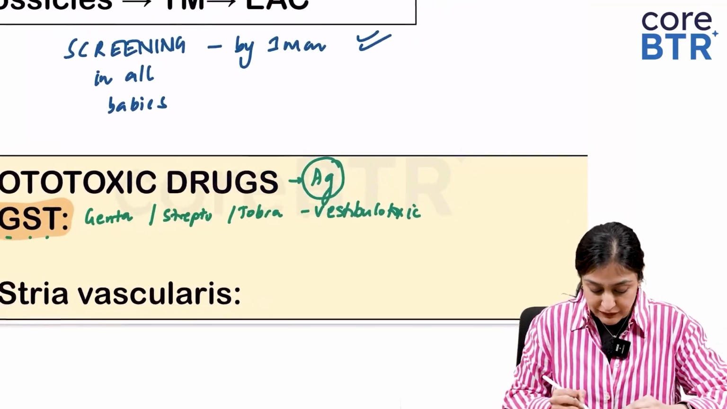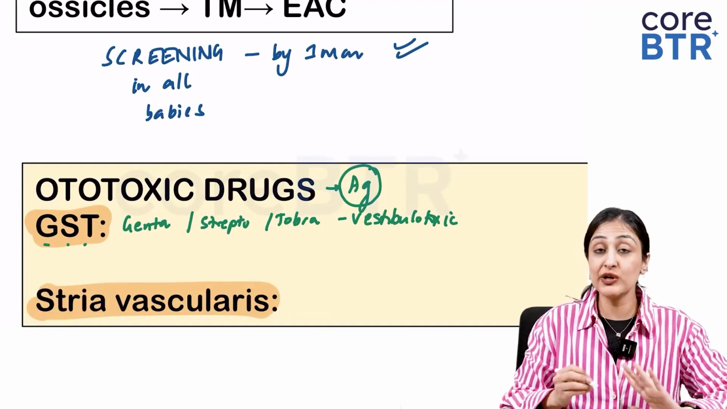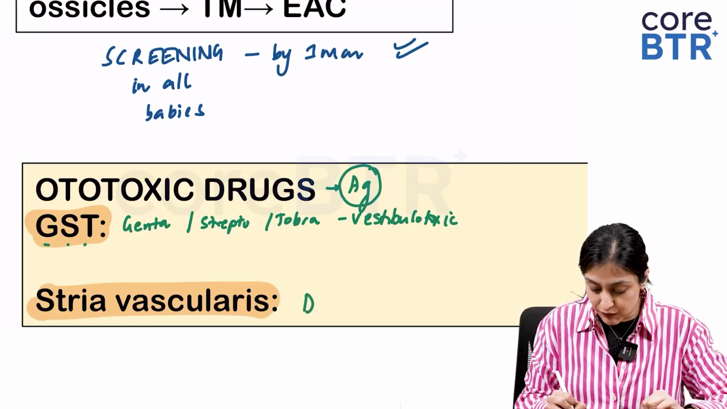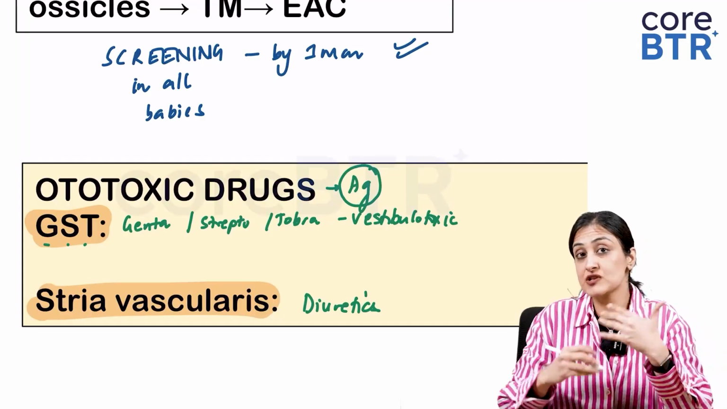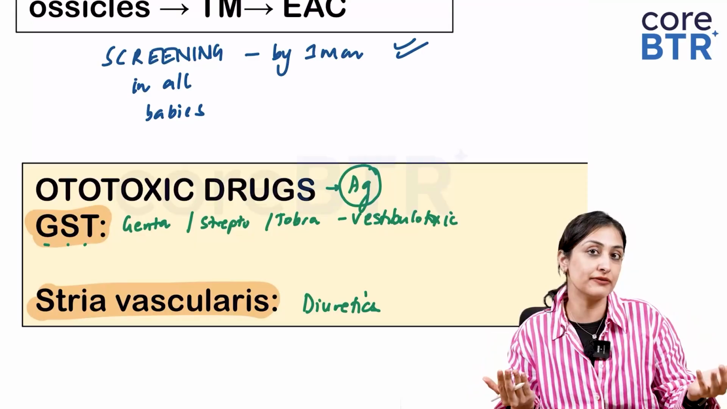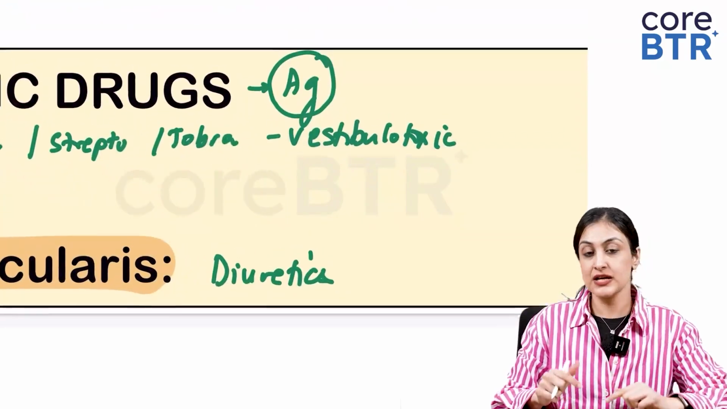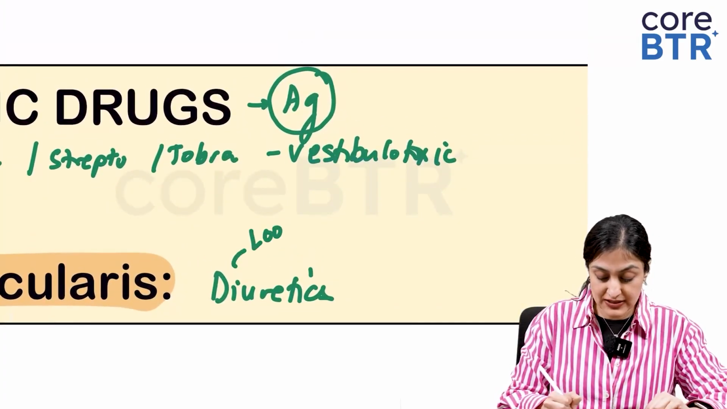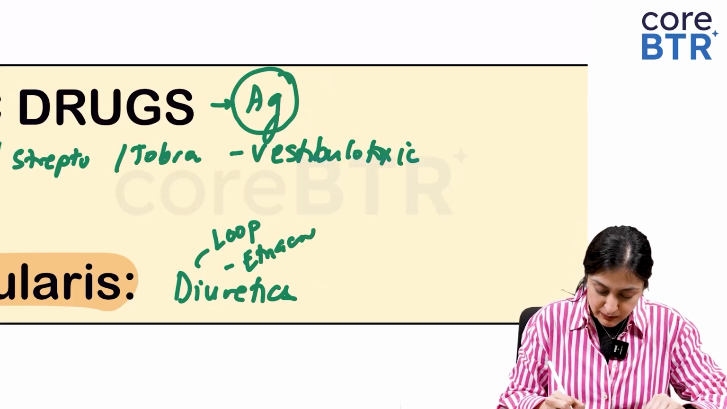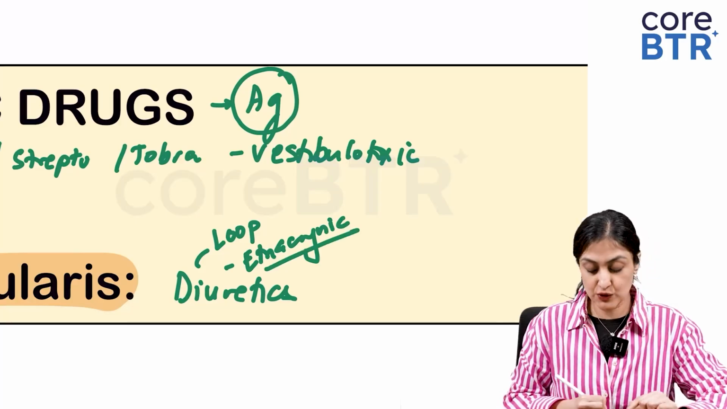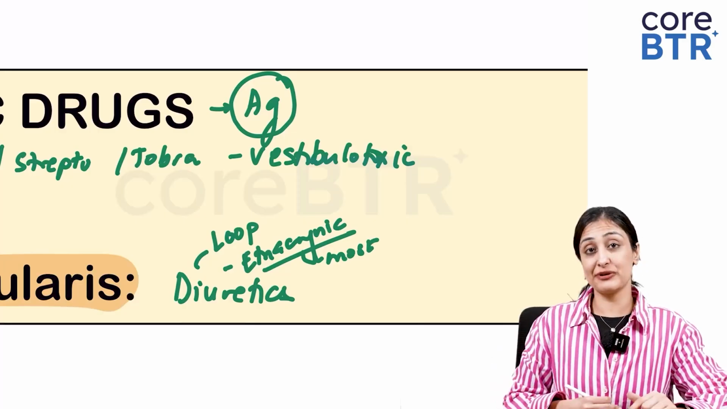All right. Apart from that, what are the drugs that affect stria vascularis? Remember two classes of drugs. One we have is diuretics. How I remember this is stria vascularis was making endolymph. Diuretics decrease fluid, so diuretics attack stria vascularis. Mainly loop diuretics, and here we also learn there is something called ethacrynic acid, which is the most ototoxic loop diuretic. That's why we don't prefer to use it.